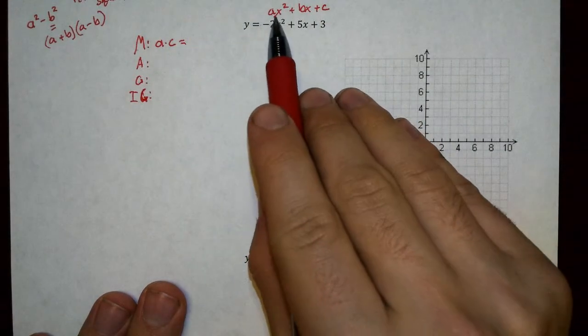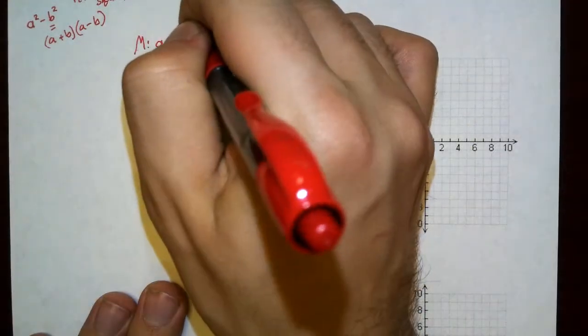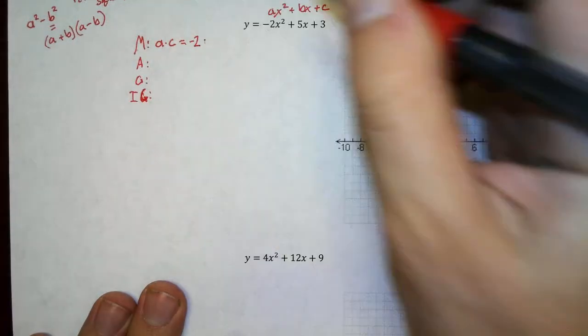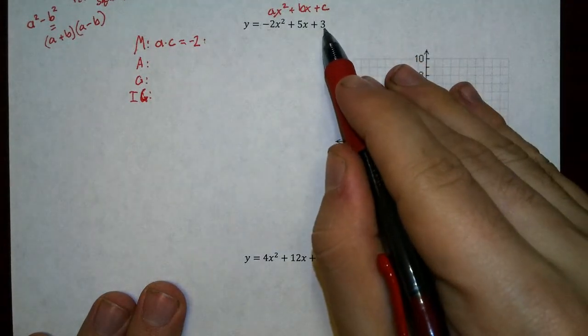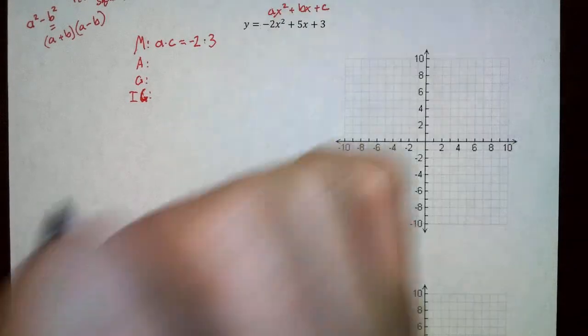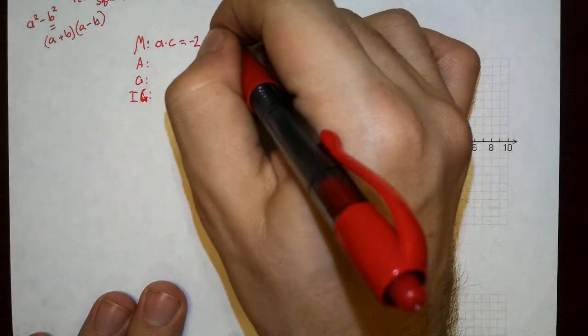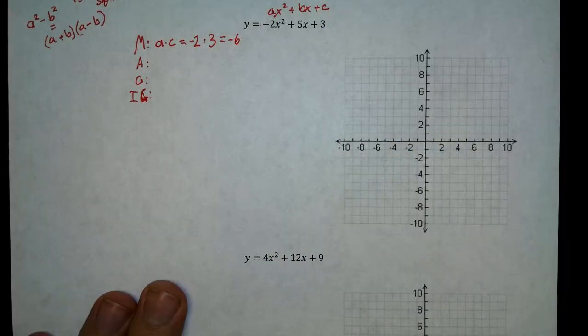So what is my A? Well, I look. My A is negative 2. And then I look for my C. Right, what was my C? My C is 3. So negative 2 times 3. What's that equal to? That's equal to negative 6. Alright?